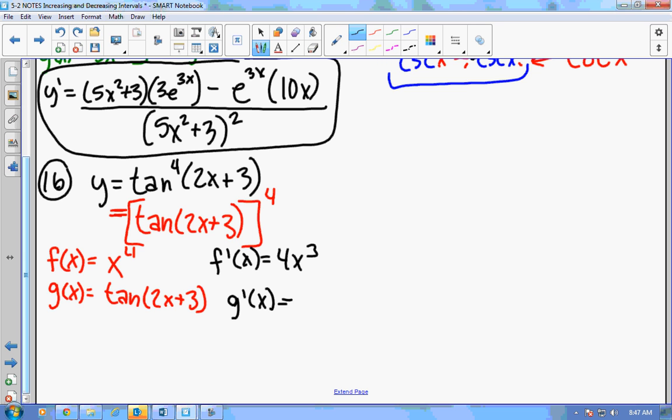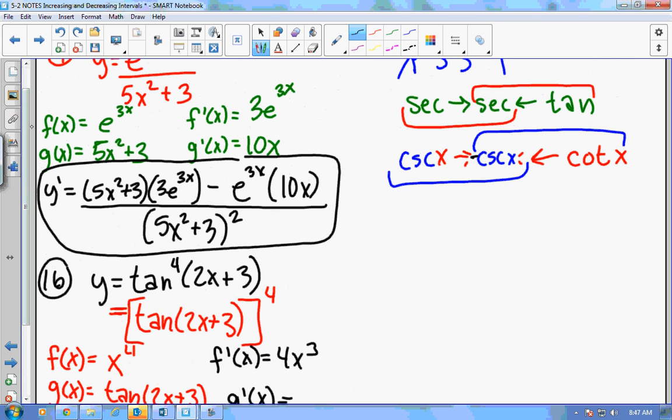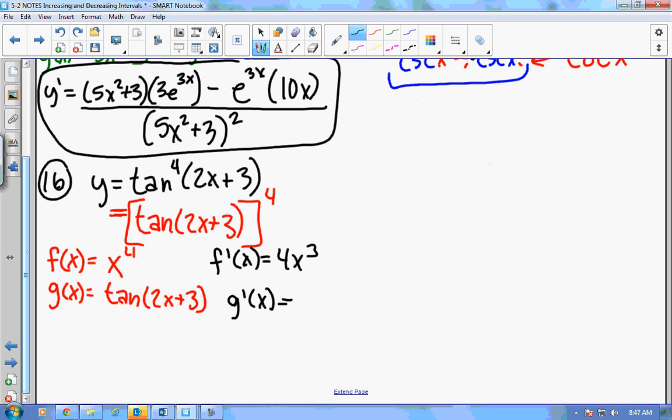What's the derivative of g? We have another chain rule, right? Remember tangent? Tangent going this way becomes secant squared. Okay, so great.